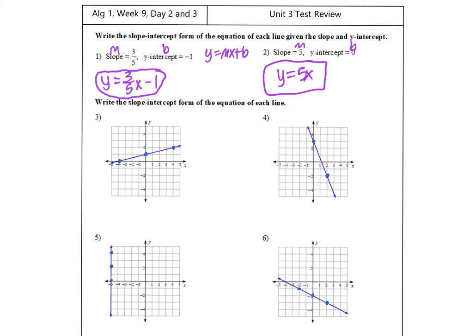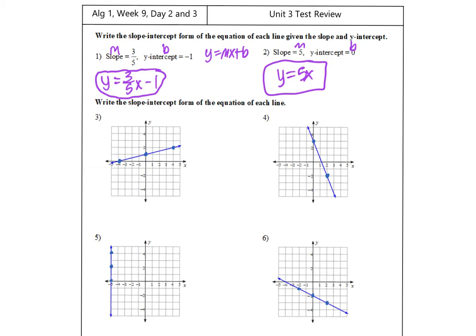This next section, we have a graph instead, and so that means that we have to find the slope and y-intercept ourselves. Otherwise, it's the same exact thing as what we were doing. And basically, as we go through this review and as we went through these lessons, we just got progressively less information given to us so that we had to do more of the work ourselves.